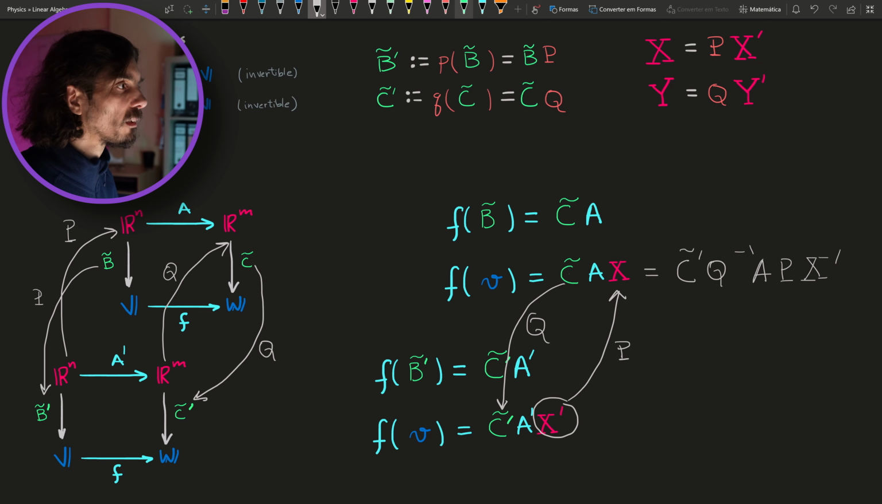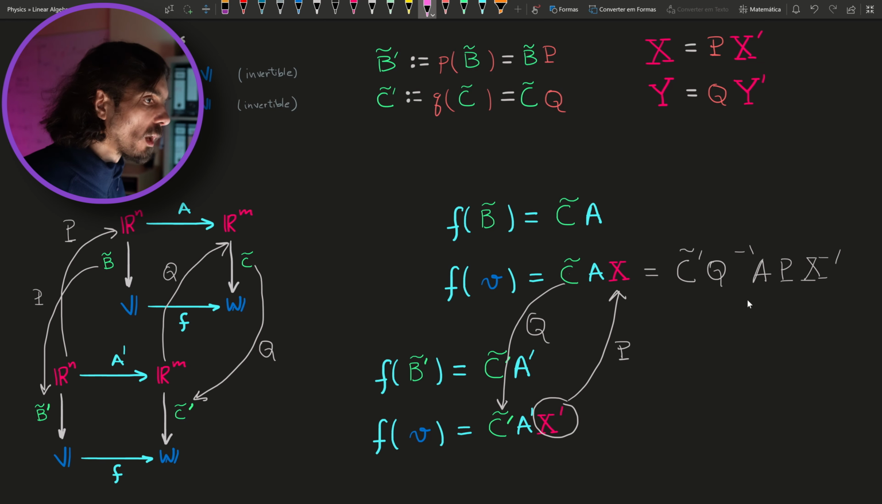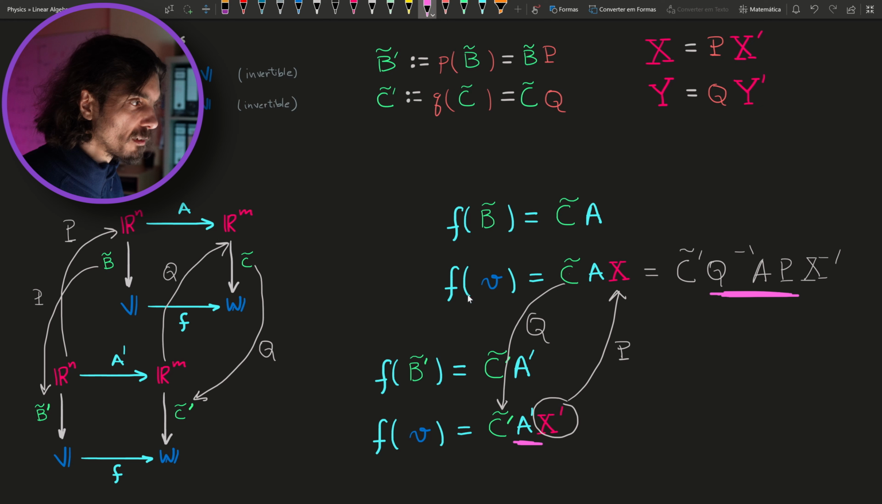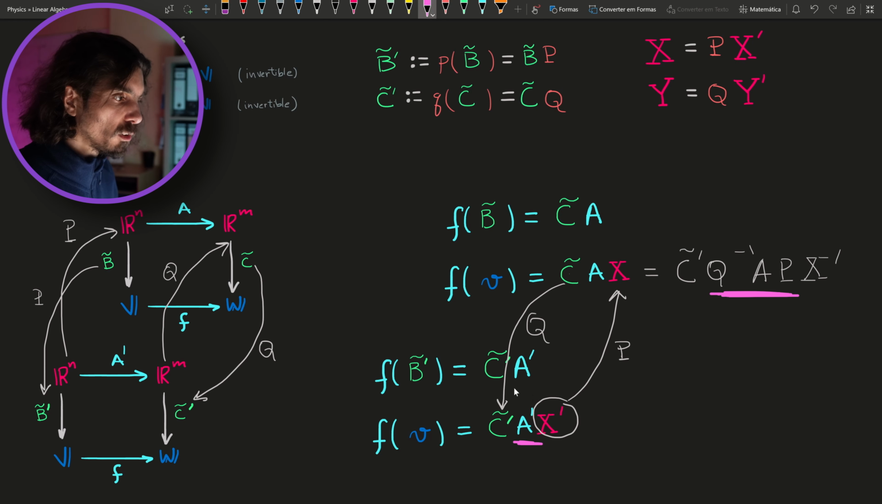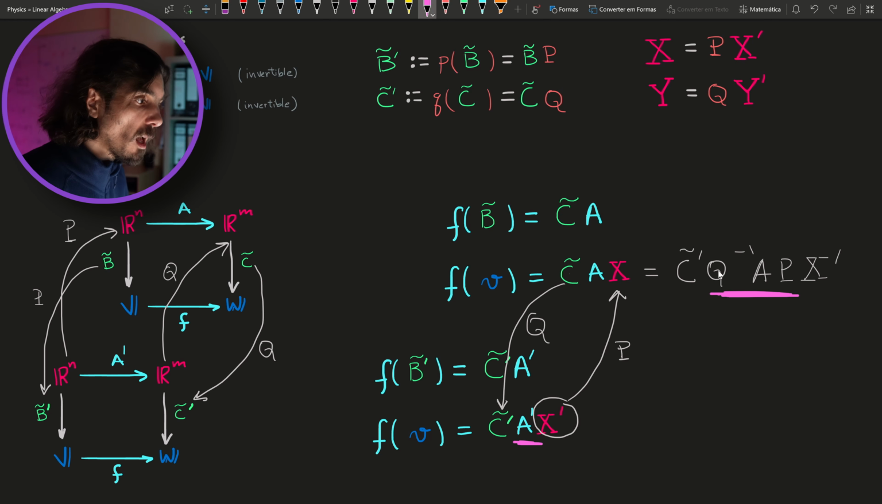Look at it. What's written here must be that. Can you see? Just compare the sides. Fv is Fv, so this is the same. So this thing must be that thing. But for that to happen, this is that. So A prime is q minus 1 A p.